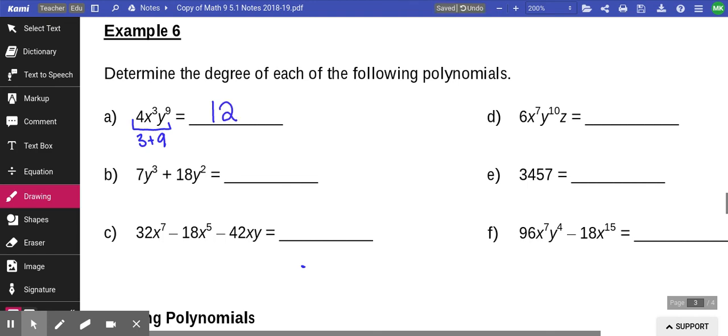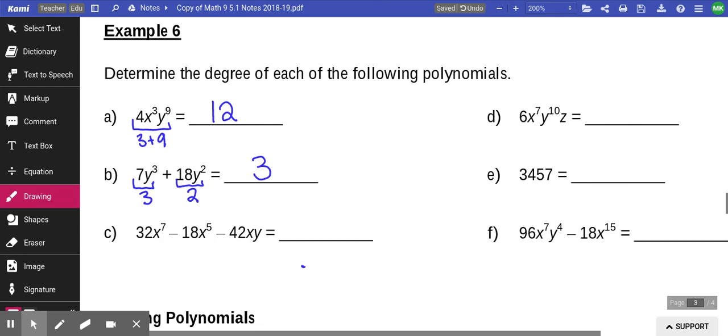For B, there's now 2 terms. So I need to do the degree for each term. This one is 3. This one is 2. I picked the highest. The highest degree was 3. So that polynomial has a degree 3. I don't add the 3 and the 2 because those are separate terms, right? They don't combine.